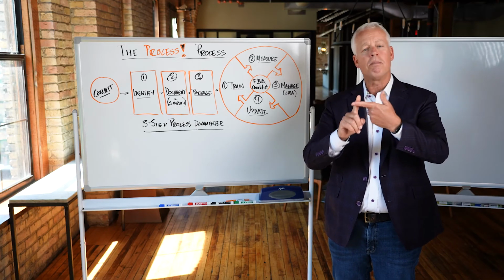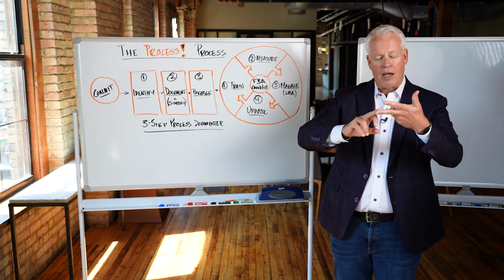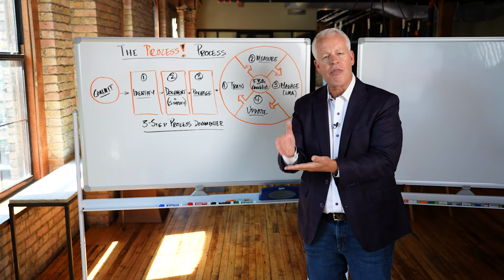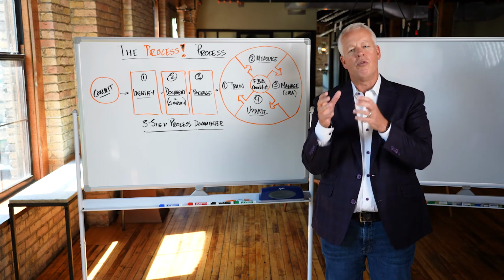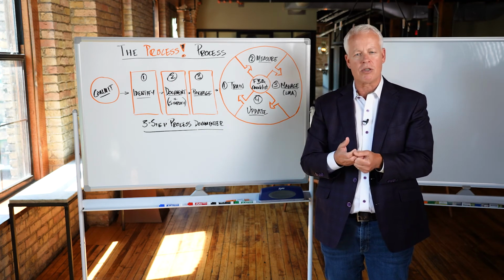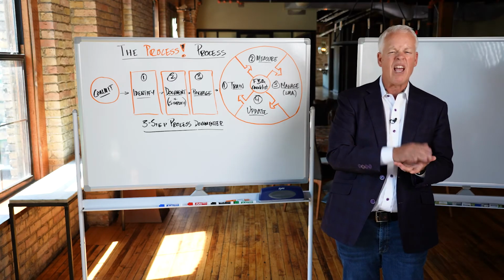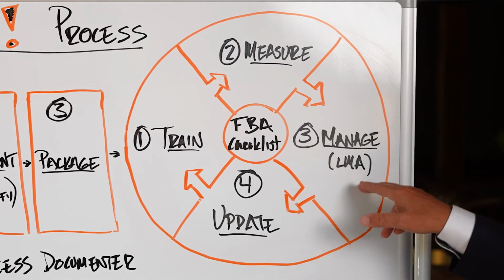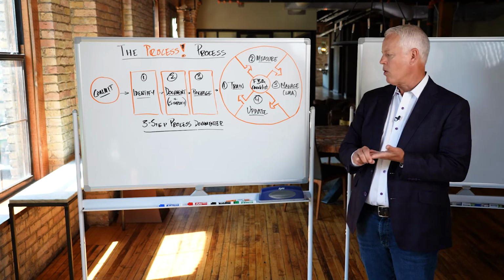Measuring first compliance, or are they doing it right? Measuring frequency, are they doing things often enough to get the desired result? And measuring outcomes or results, so you know the process is being followed, it's being done often enough, and you're getting the results you want. Step 3 in the FBA checklist is managing people, so there's real accountability for adopting this new way of thinking and behaving. We call that LMA, leading and managing in a way that drives accountability in your organization.